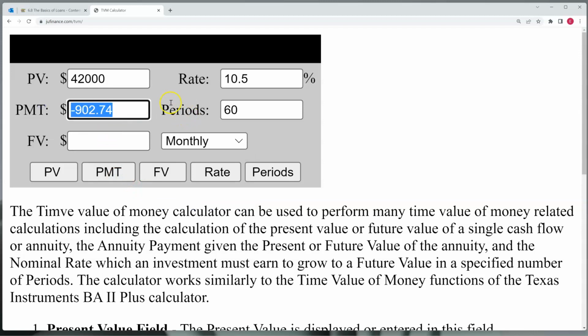That's $902.74. So you're looking at almost, over $900 a month for a $42,000 car with a 10.5% interest. If you could get something in the 4% range, that's going to knock off a substantial amount, close to $300. But again, 4% nowadays is pretty hard to find. Even at the state employees, it's over 4% for a new car for 5 years.